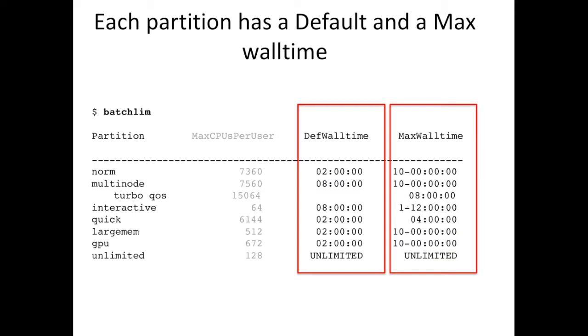To discover the default and max wall times for each partition, use the batchlim command that was introduced in the partitions and scheduling video. So for instance, in this output, you can see that the multinode partition has a default wall time of 8 hours and a maximum wall time of 10 days.